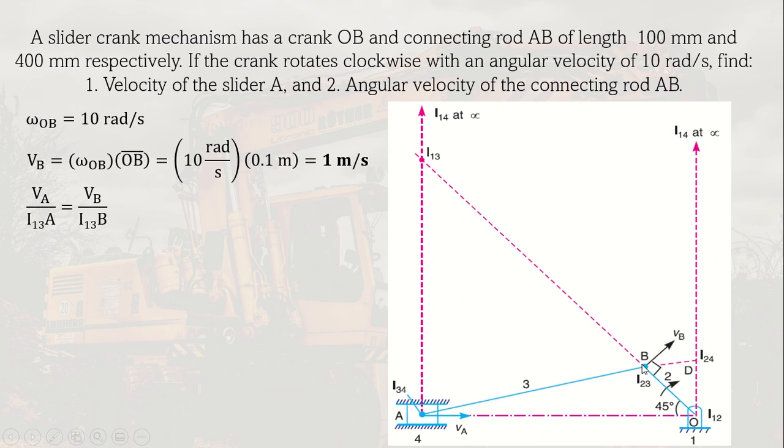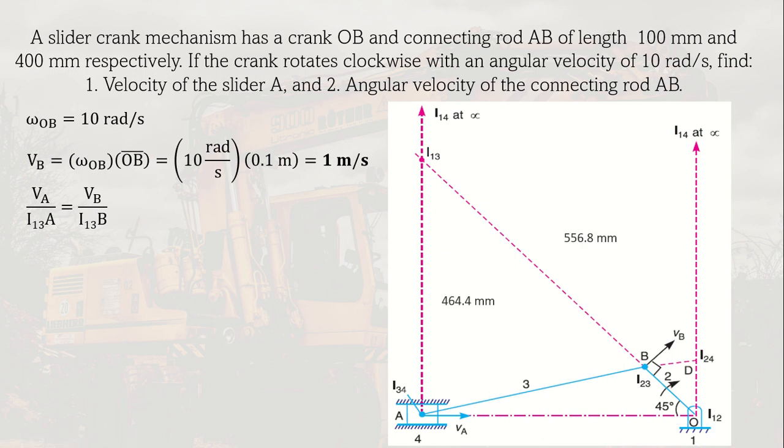If that is the case, that means that point A and point B will have the same angular velocity with respect to this point. So again, A and B will have the same angular velocity with respect to the instantaneous center I3 because they are connected. So that's why we have this equation. Our VA over I3A is equal to VB over I3B, because that is equal to the omega, or the angular velocity.